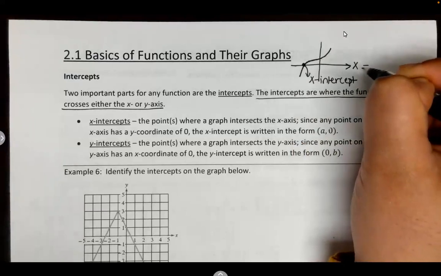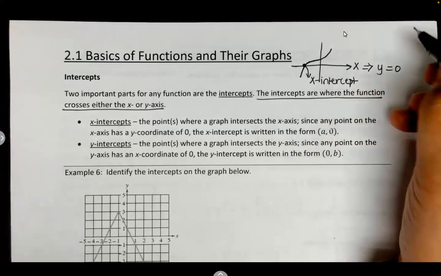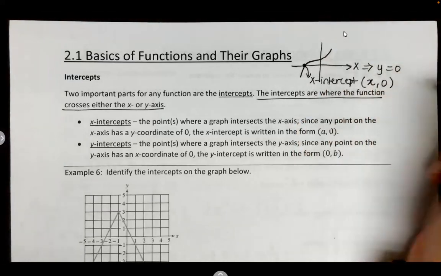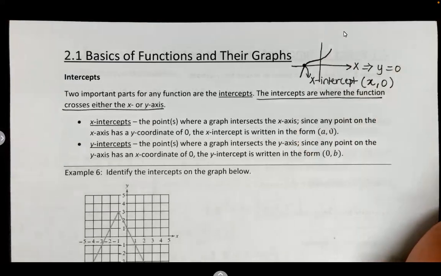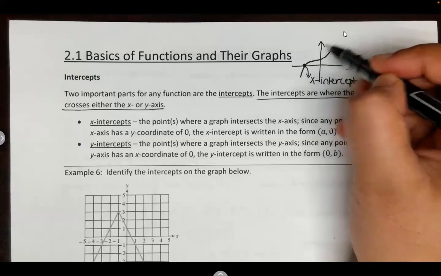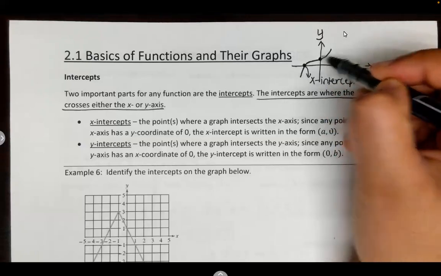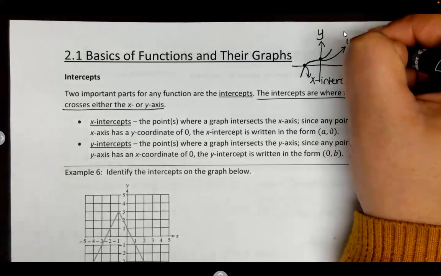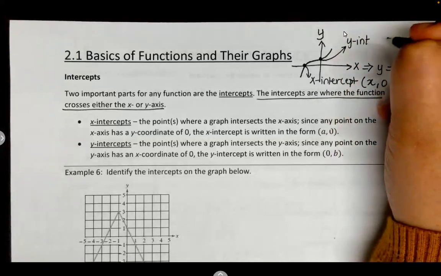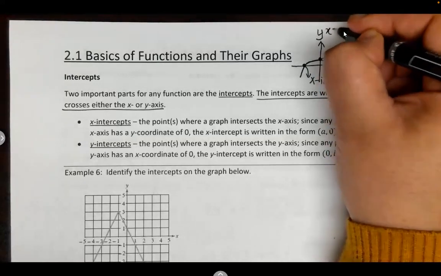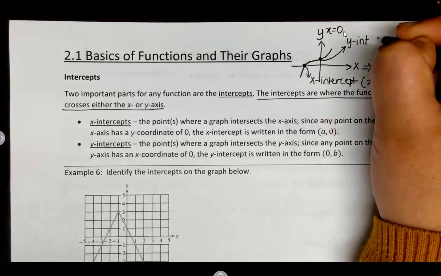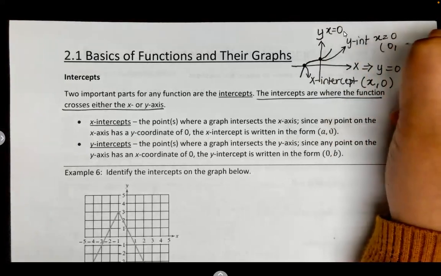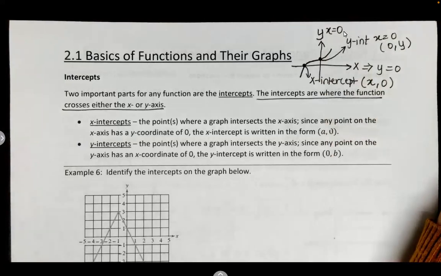On your x-axis, all the values of y are 0. So the ordered pairs will be any value of x, comma, y is 0. When the graph intersects the y-axis, that point of intersection of the graph with the y-axis is called your y-intercept. On your y-axis, all the x values are 0. So the ordered pairs are going to be 0, comma, whatever the value of y is.